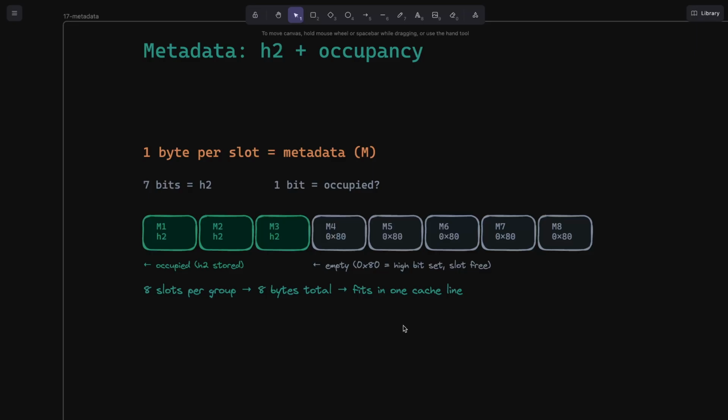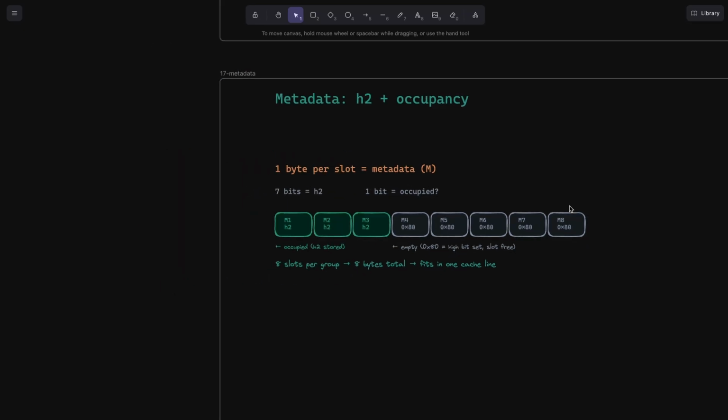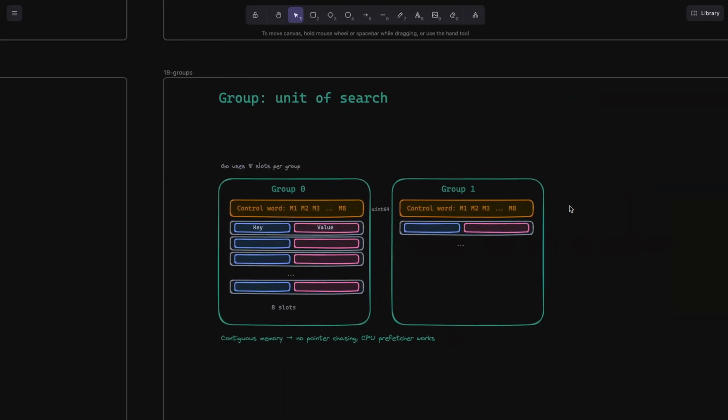Now, here's the magic setup. 8 slots per group means 8 metadata bytes, and 8 bytes fit into a single 64-bit word, the control word. And that one word is the thing we're about to compare against all at once. Remember that, 8 fingerprints packed into one machine word. Let's talk about the trick of parallel matching and SIMD. This is the heart of the whole design.